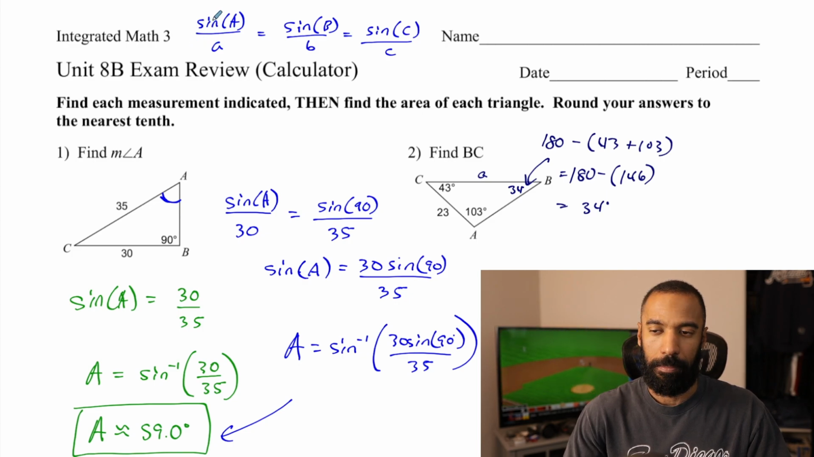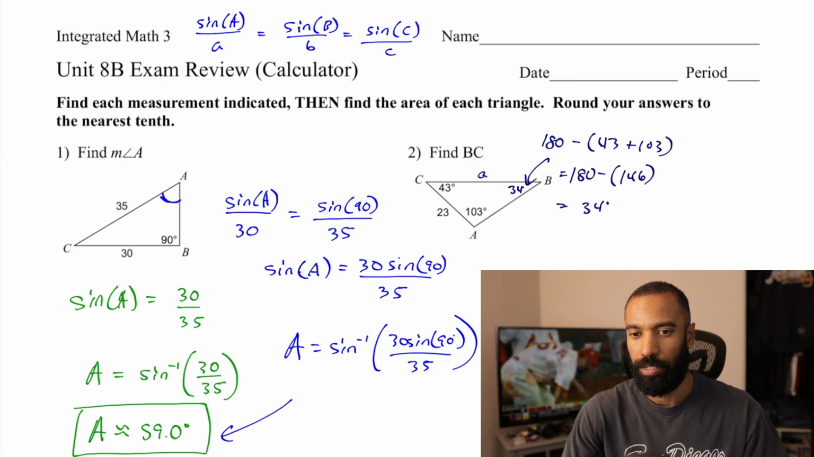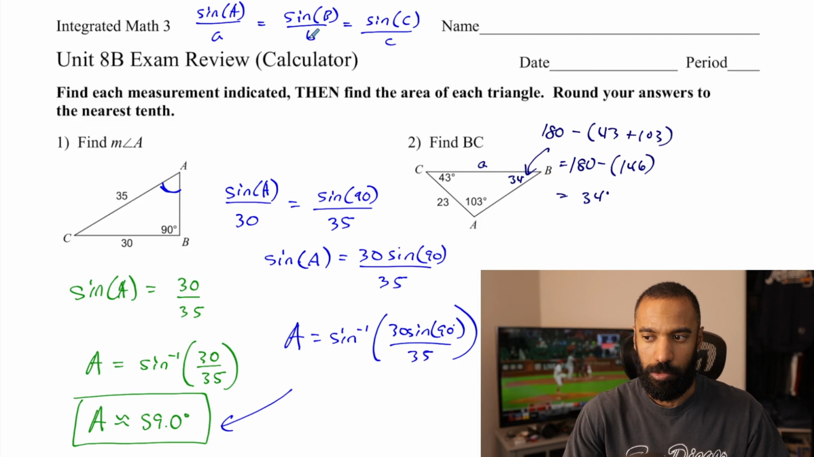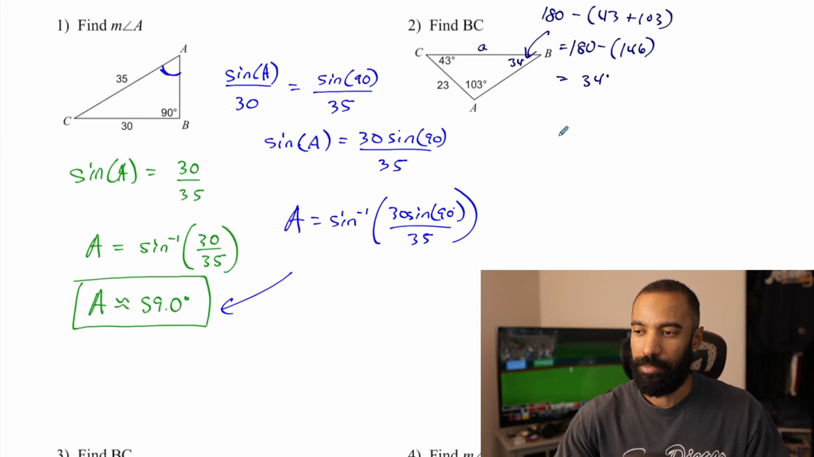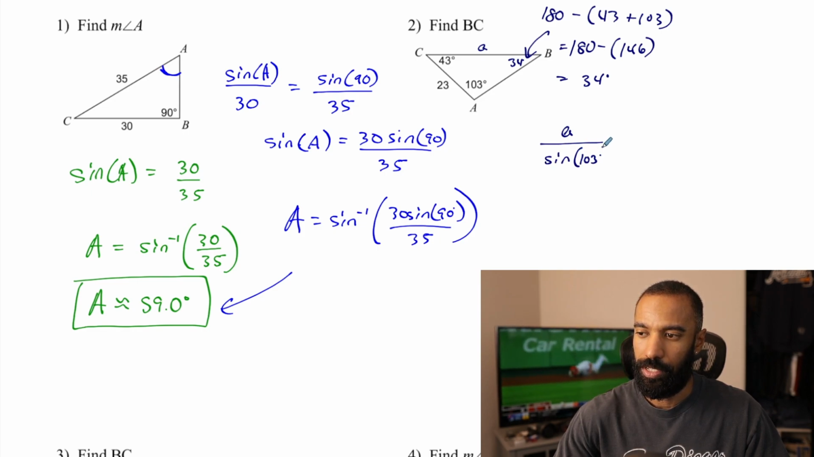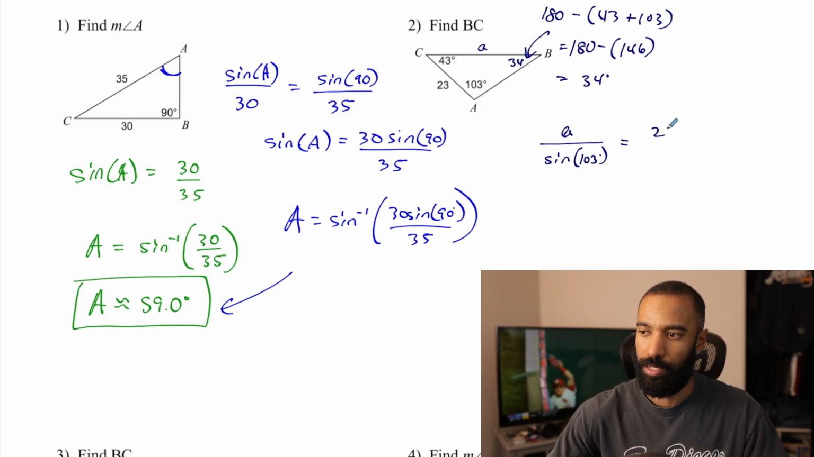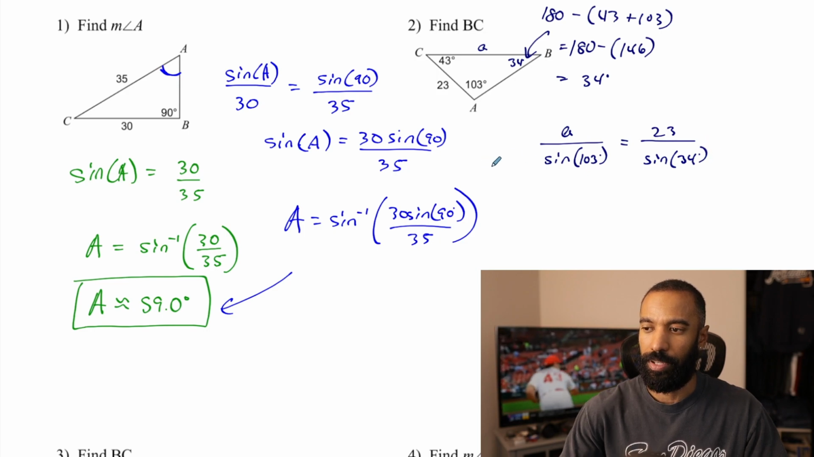I want to flip these fractions and put the A on top so I'm not doing more work to get that A by itself. So I'm going to do A over sine A equals B over sine B. The A that I'm trying to find, over sine of angle A, which is 103 degrees, equals B, the side opposite the angle, 23, over the sine of that 34 degrees that we just found.